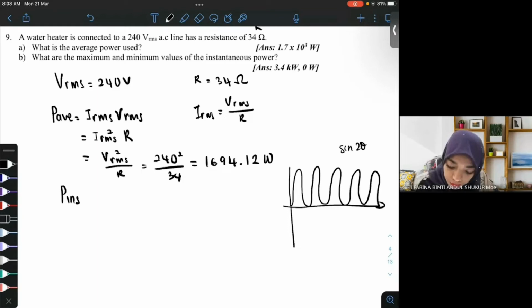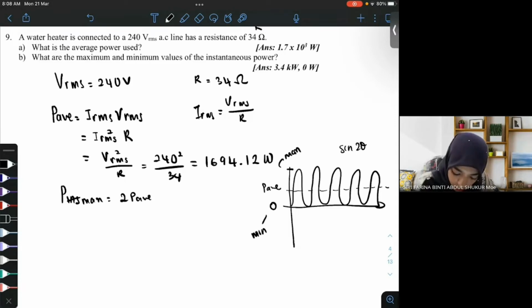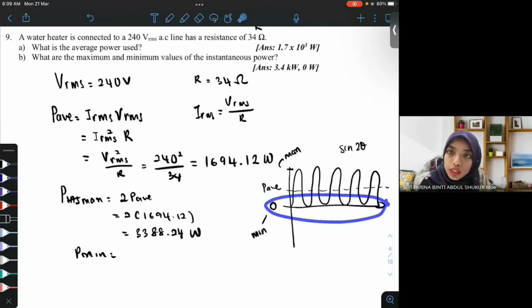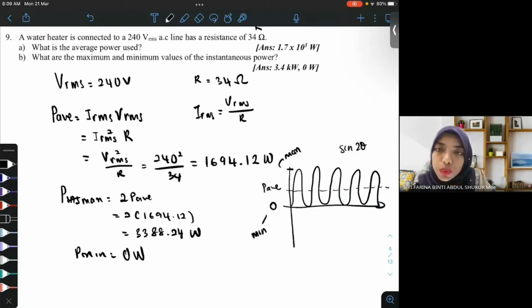So from here you can see this is your 0, which is the minimum power. This is your maximum power, which we do not know the value of, it depends on what you have got. And this is your P average. So your P maximum is twice your average. P instantaneous maximum equals 2 times P average, so you multiply by 2 here, and you should get 3388.24. And then P minimum, the minimum is always 0 for your resistance, so it will be 0. Are we good here?